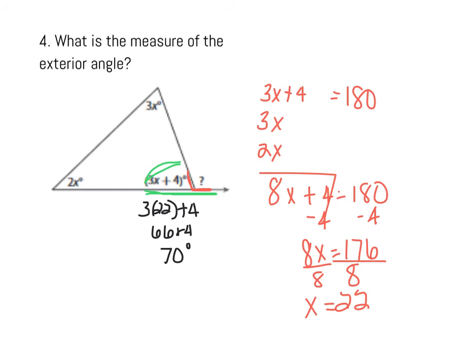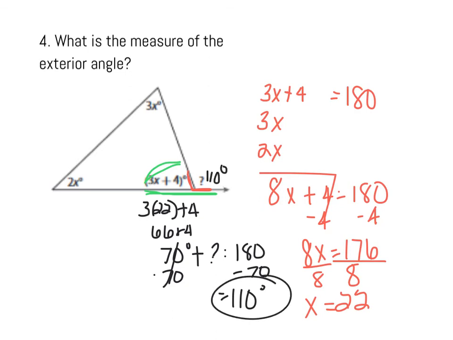So that angle, 70 degrees, plus my question mark angle, gives me 180 because, again, they're on a straight line. They're supplementary. So I'm going to subtract 70 from both sides. So the exterior angle is 110 degrees. As always, if you found this a different way, that's fine. Just make sure you show your work.